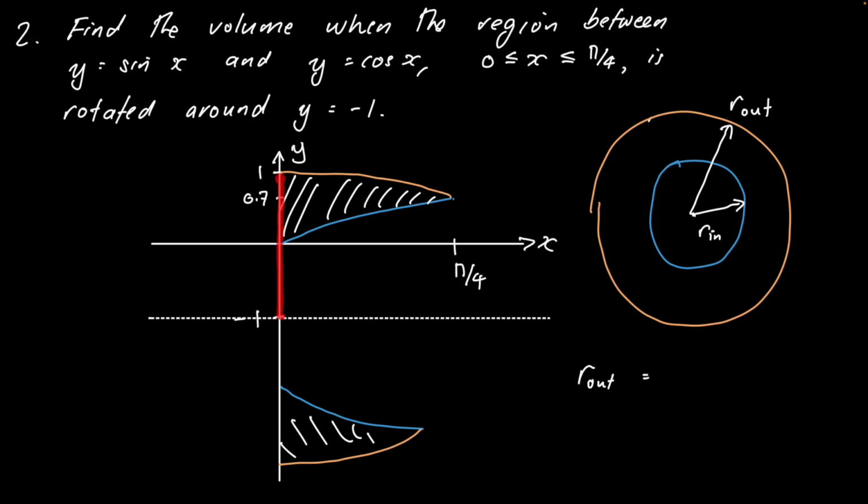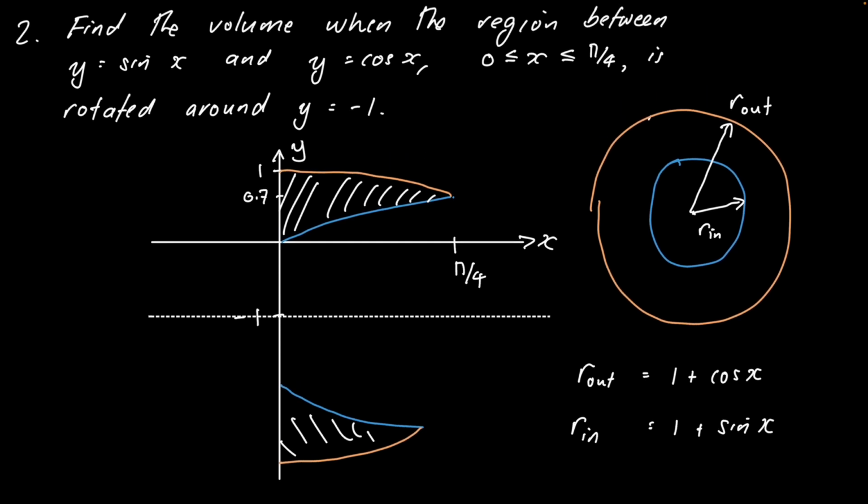Okay, and so the outside radius is given by, well, remember we're rotating around y equals -1. So that outside radius starts off at 2, and by the time we've got to the end, it's dropped to about 1.7. So my radius of the outside is given by 1 plus cosine of x. It's that cosine x value plus the additional 1 required to get from the axis down to -1. And the inside radius will similarly be 1 plus sine x.